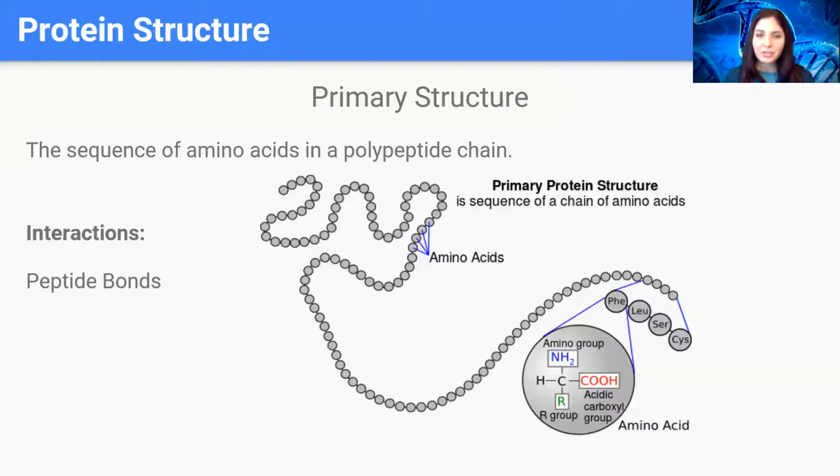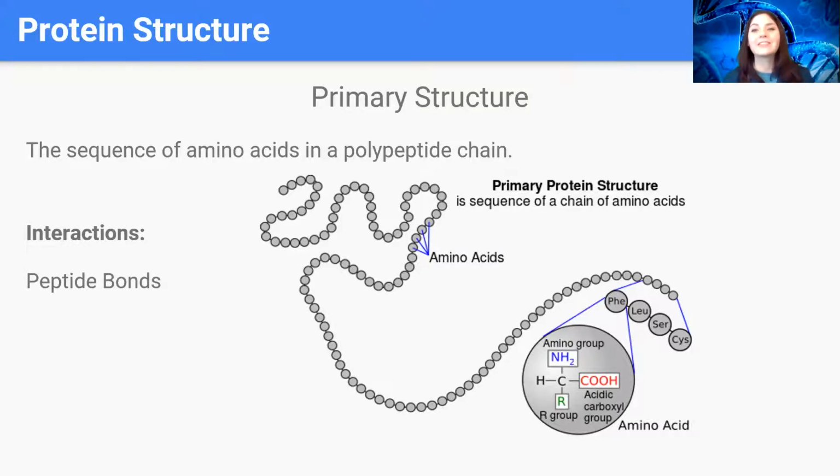So the primary structure is simply the amino acids all linked together through peptide bonds. It is just the sequence of those amino acids, one amino acid coming to the next through a peptide bond, forming a polypeptide chain, a bunch of amino acids linked together through peptide bonds.